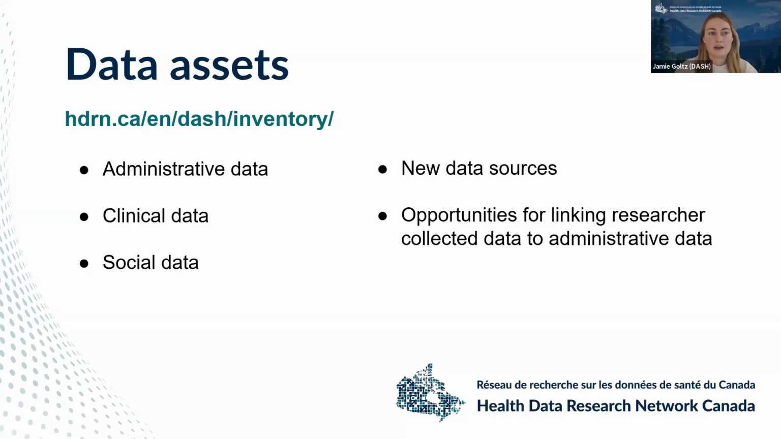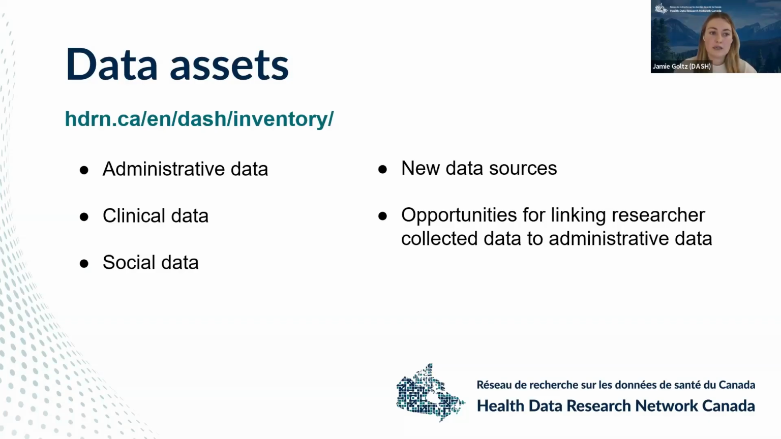So what kinds of data can be accessed through DASH? We can help facilitate access and linkage to data held at individual member organizations, such as administrative data. So for example, hospital discharges or physician payment information, as well as clinical data. This can be information from electronic medical records. We also help with accessing social data like education or immigration. And we also support opportunities for linking researcher collected data to administrative data with the appropriate approvals in place.